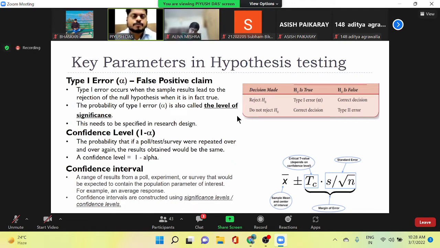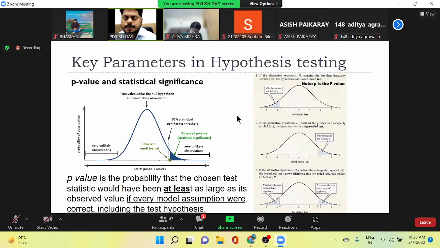So now comes the most important concept, the p-value, right? And most of the time you will get confused between this alpha level of significance and the p-value. Let us try to understand what this is. Try to read it, and we'll try to understand what it means. P-value is the probability that the chosen test statistic would have been at least as large as its actual value if every model assumption were correct, including the test hypothesis.